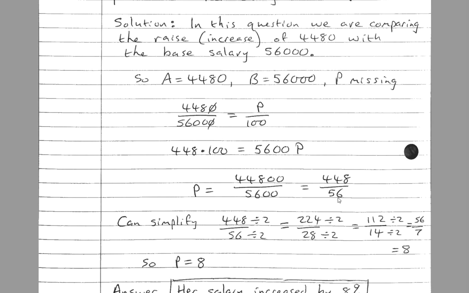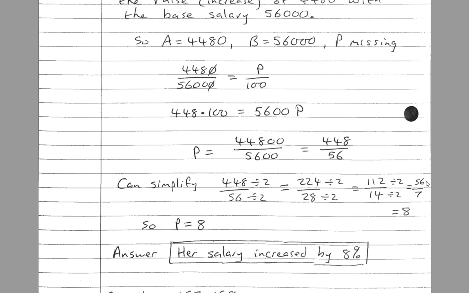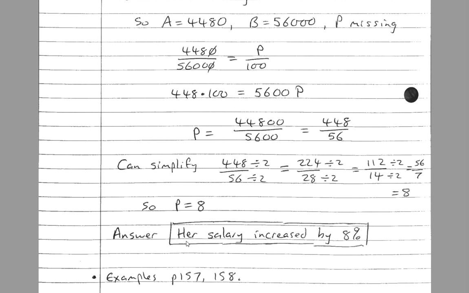You could do a long division, but maybe it's easier just to simplify this fraction step by step. Cancel twos, they're still even. Cancel more twos. That's 56 over 7. And then 7 goes into 56 8 times. So P is 8. You get the same thing with a long division, but I think this is easier. All right, so answering the word problem, her salary increased by 8%.